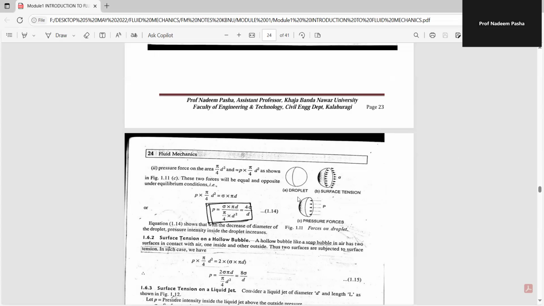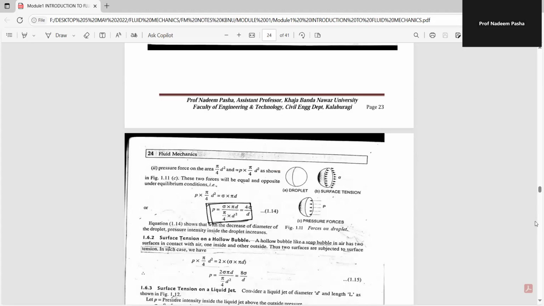You can see it is a droplet. It is cut into two portions, as a result of which tensile force is acting on this portion. So the force acting on the left half of the droplet is equal to sigma into circumference, sigma into pi d. Similarly, the pressure force on the area will be equal to, force is nothing but area into pressure, P into pi by 4 into d square, as shown in the figure. Now, these two forces will be equal and opposite under equilibrium condition.